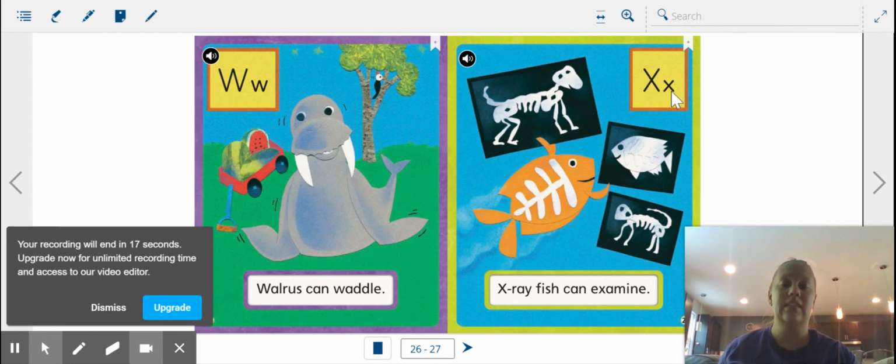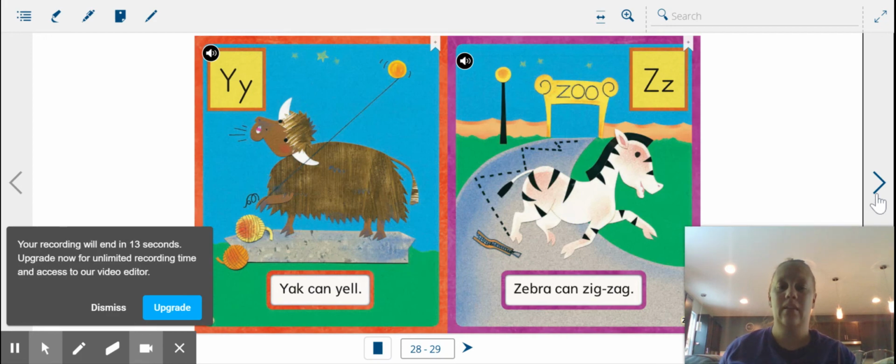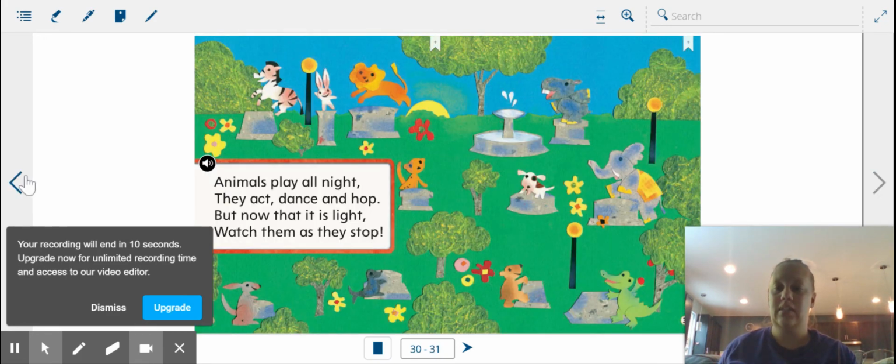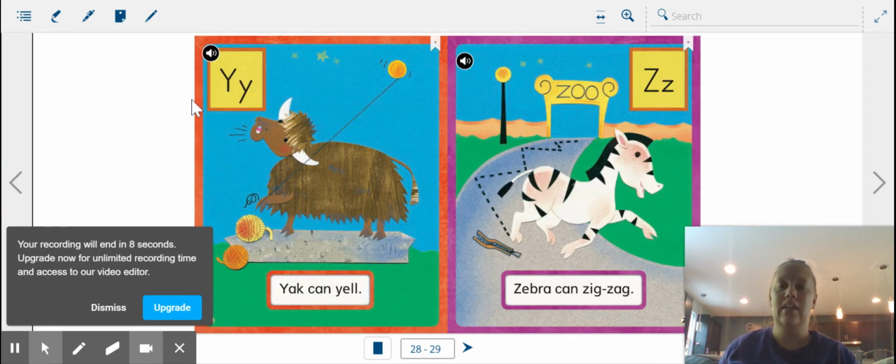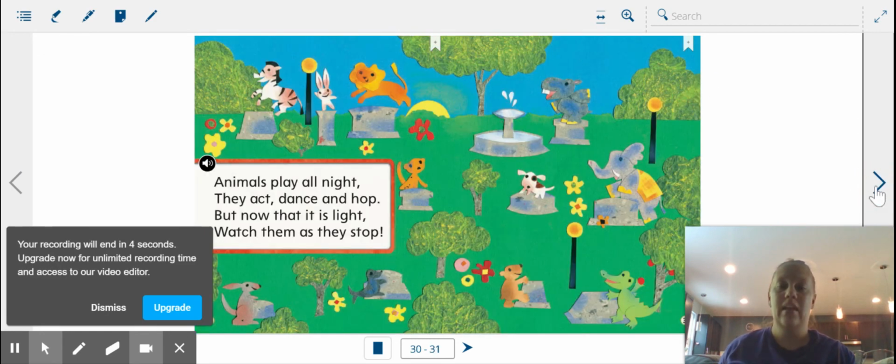X says X-ray fish can examine. Y, yak can yell. And Z, zebra can zigzag. Animals play all night, but not during the day.